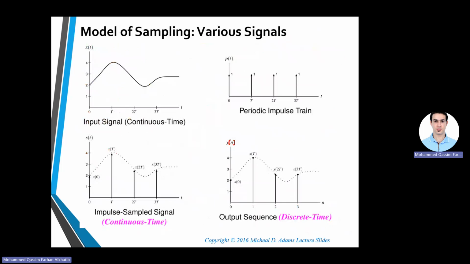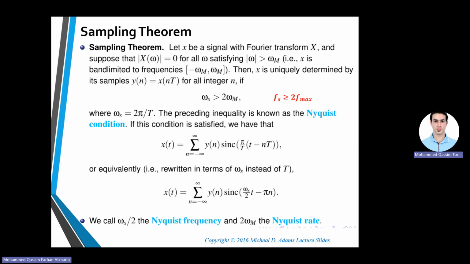All right. Again, that's a graphical representation of sampling. You have the signal in the continuous domain, and you have the train of pulses here. This is where you get your samples, and that's your output sequence. Okay, so, sampling theorem. Let x of t be a signal with a certain Fourier transform X.